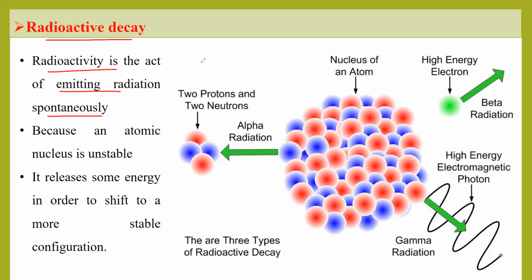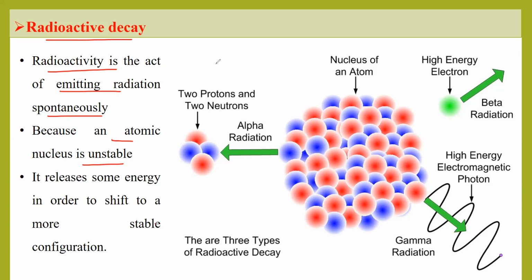For example, if any nucleus is unstable, then it will continuously emit radiation. So this phenomenon is known as radioactivity. This property of that element is known as radioactivity, and emission of radiation is known as radioactive decay. Why does it happen? Because an atomic nucleus is unstable. Because the nucleus is unstable, that's why radioactive decay occurs.